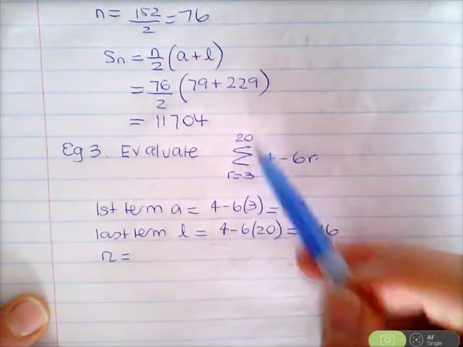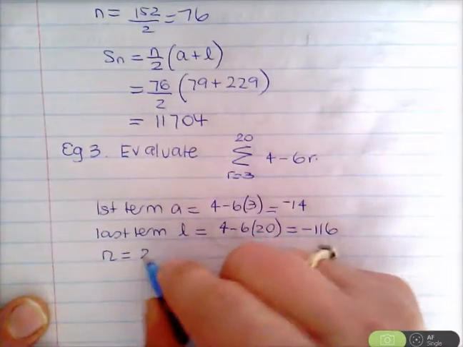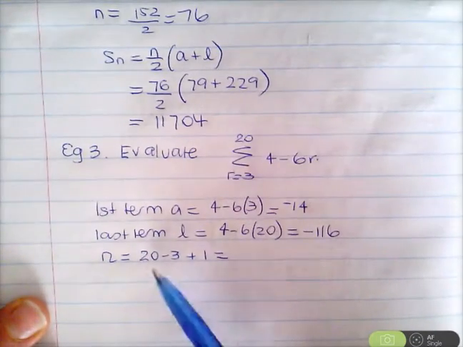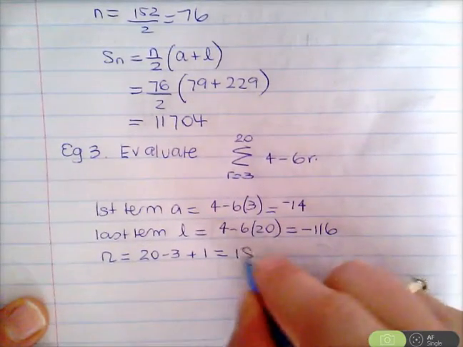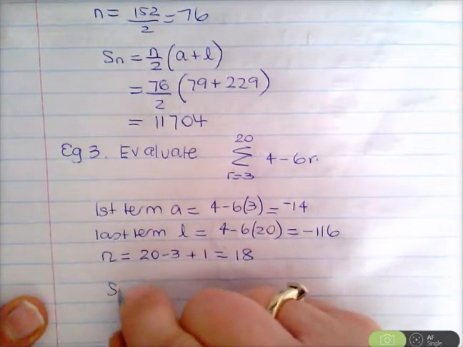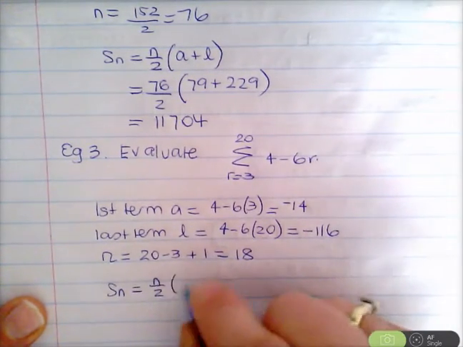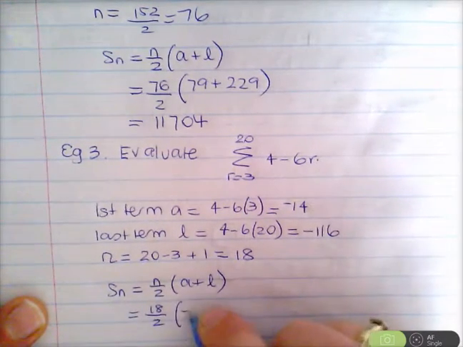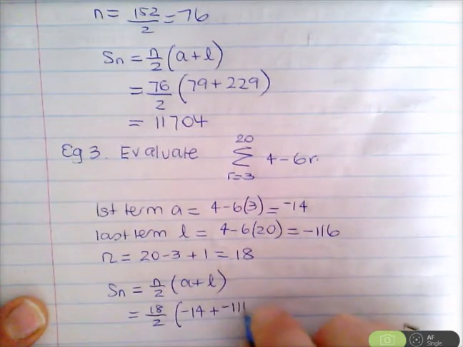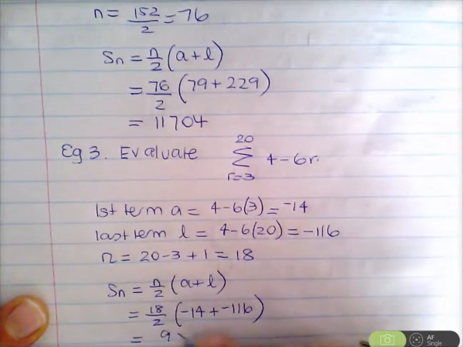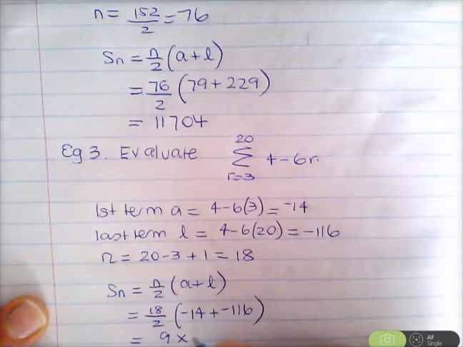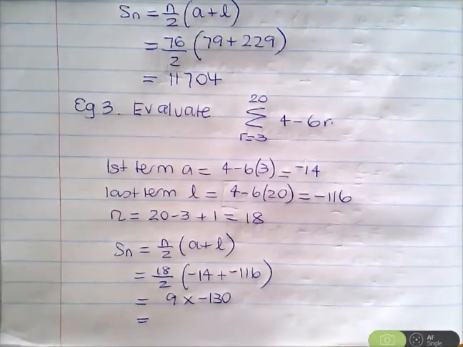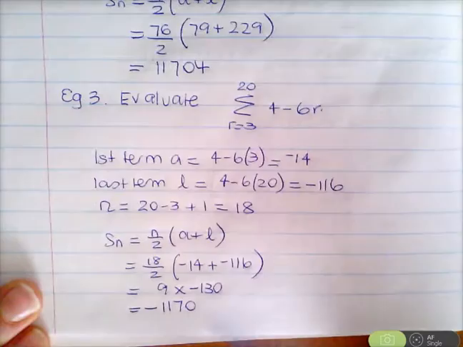Remember, we do 20 take away 3, but then we have to add 1 to count both terms. So 20 take away 3 is 17, plus 1 is 18 terms. So therefore the sum of n terms is n on 2, a plus l, which is 18 on 2, -14 plus -116. That's 9 times -130, which, evaluating that, we get -1,170.